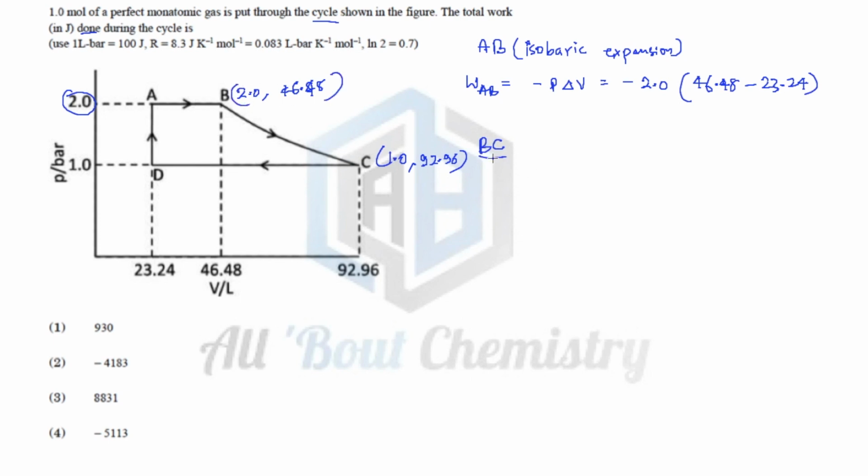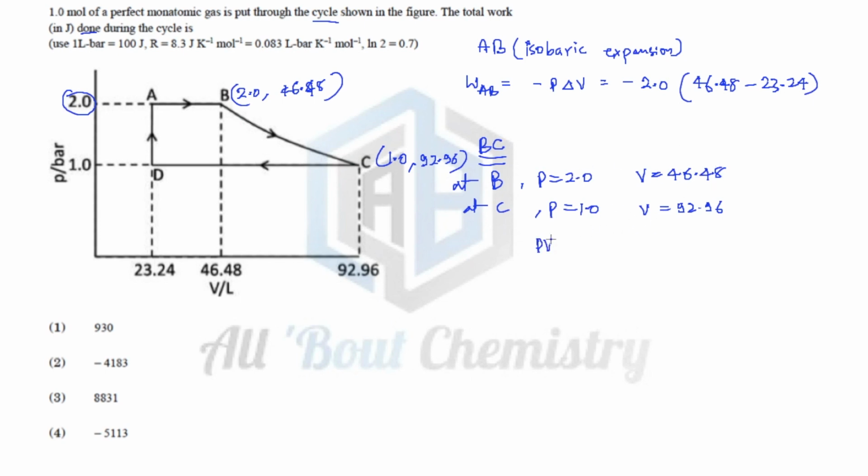So for the process BC, if I do it at point B, what I have is pressure 2.0 and volume given as 46.48, and at point C I have pressure as 1 bar and volume as 92.96. What you can see here is that if you multiply these two terms, PV, you get the same value: twice 46.48 is 92.96.